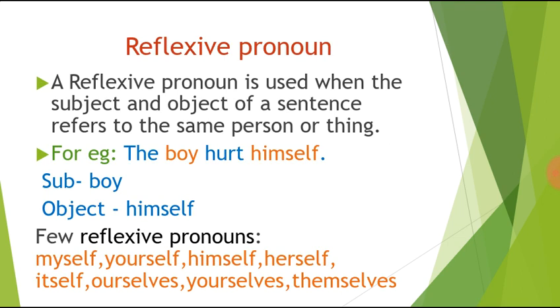Now let's move ahead. Now the second type is reflexive pronoun. A reflexive pronoun is used when the subject and object of a sentence refer to the same person or thing. For example, the boy hurt himself. Here the subject is boy and the object is himself. So himself is related to the boy, that means it is used for the boy, that the boy hurt himself.